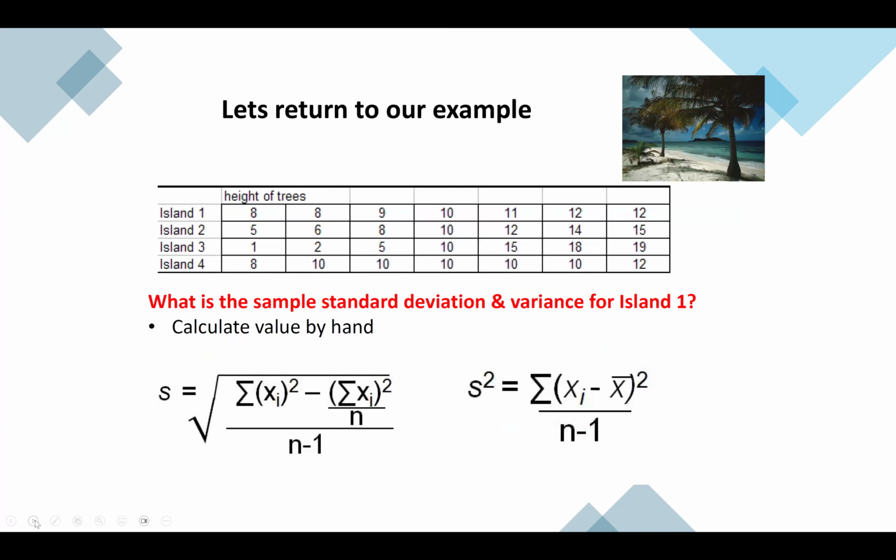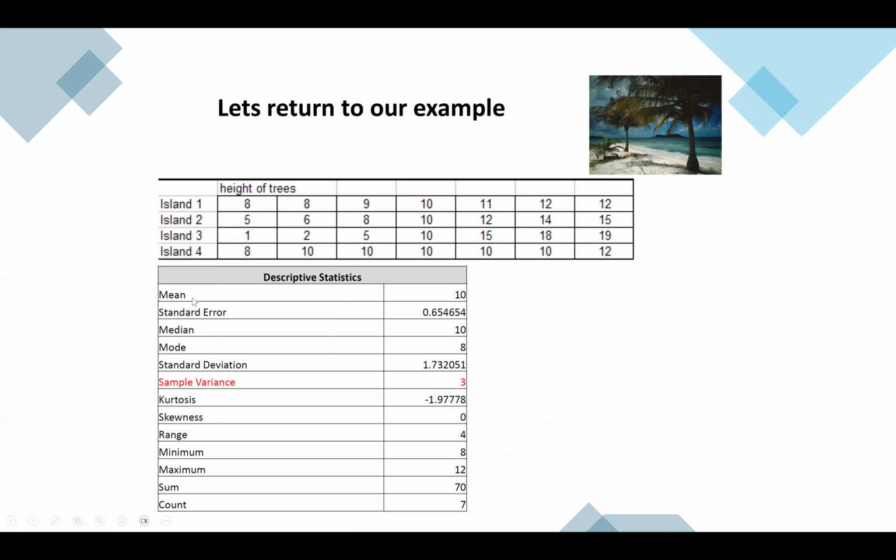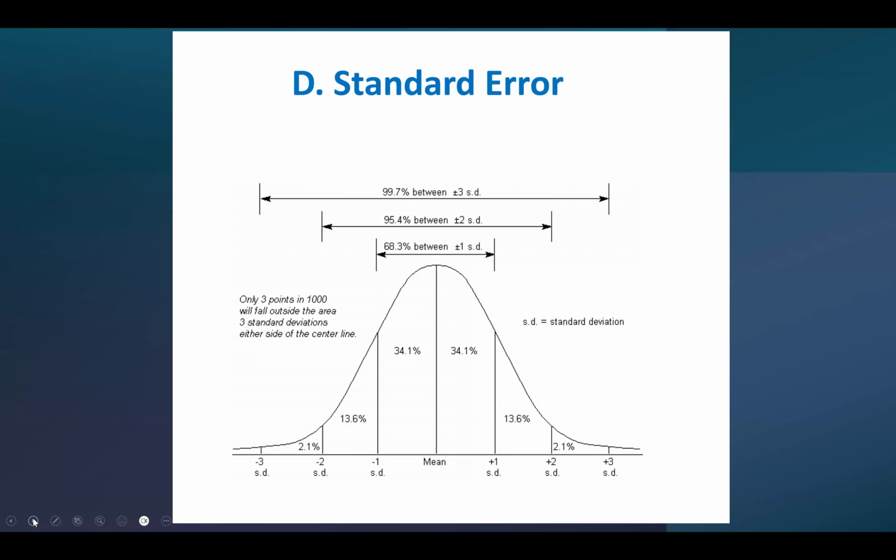Here's our example. If you wanted to calculate this by hand, which I'm not going to make you do, you can calculate sample standard deviation and variance for the first island. This is what you will get. This is something that you could do by hand, but I will not make you, because your programs will do it for you.